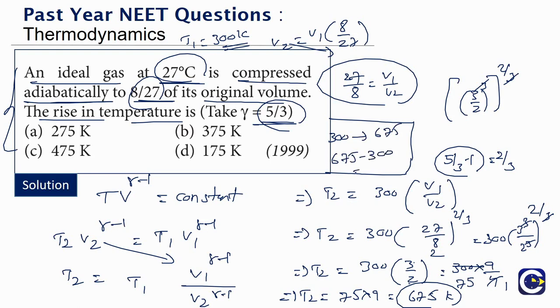675 minus 300, that is what? 375. So what is the rise in temperature here? It is option B. So if you look at this question, once you get that relation between the temperature and volume in an adiabatic process, it is more about mathematically how quickly we will simplify it. That's it. So if you are able to simplify it fast, we will be able to get the answer fast.